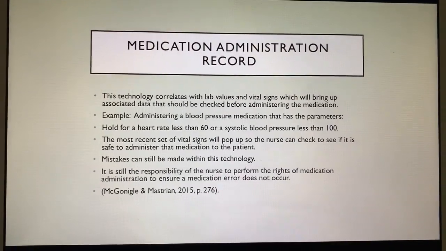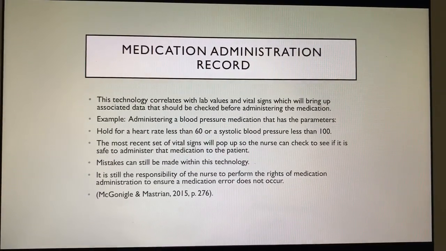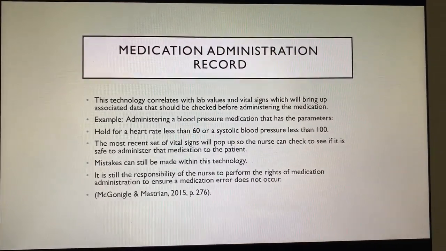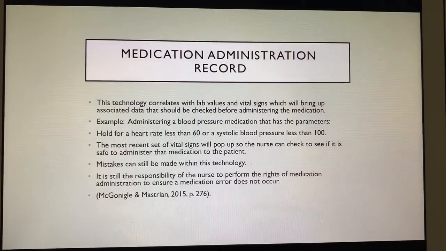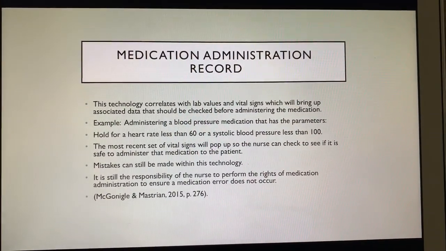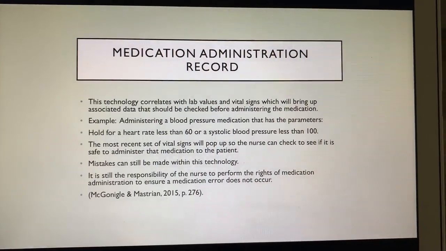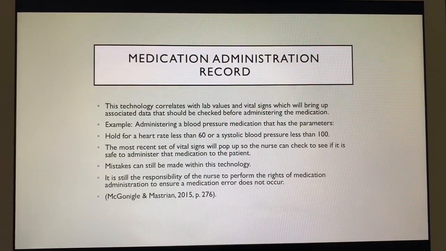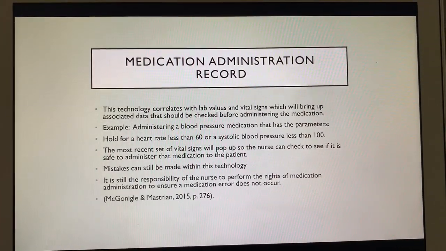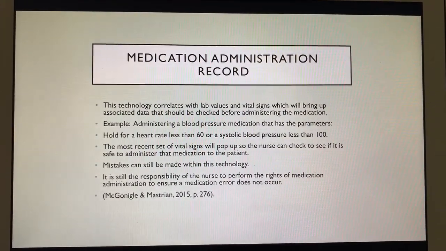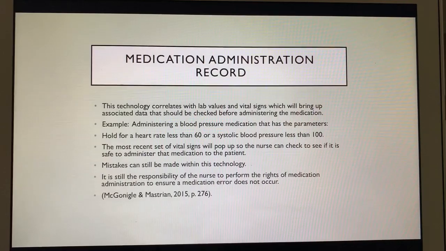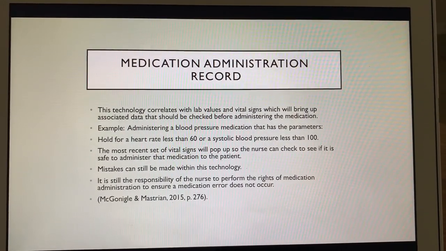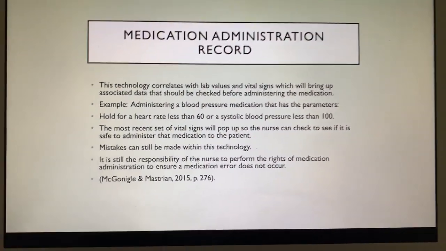It is a really nice aspect of the medication administration record that it does pull up the most recent set of vital signs and lab results, but it's also important for the nurse to check that they are within a certain amount of time. At Mount Nittany, where I work, if you're, for example, giving that blood pressure medication with parameters, the most recent blood pressure and heart rate need to be within the last hour of when you're giving the medication. If it's not, the nurse needs to retake the vital signs and have a more up-to-date set of vital signs so she knows for sure that it is safe to be given, or if she needs to hold the medication.